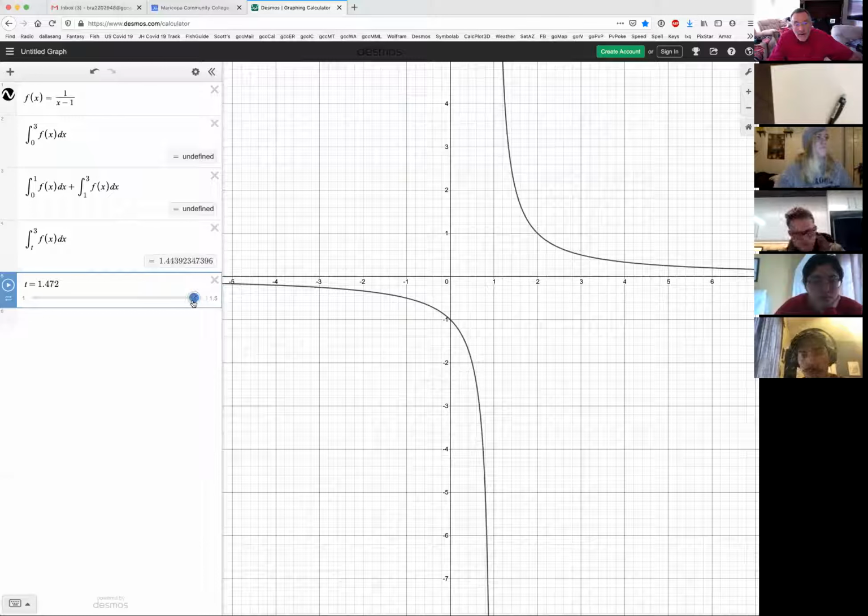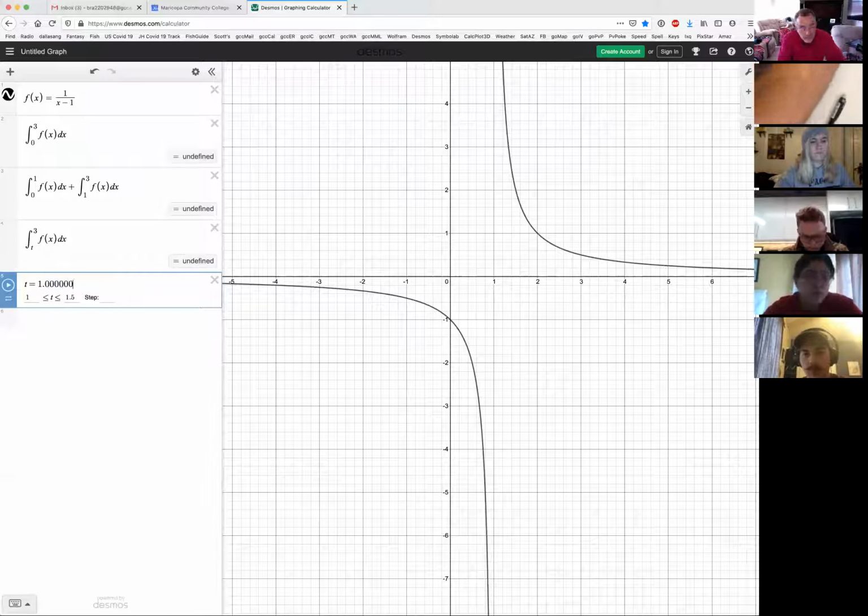We get this area. And then what's happening as I get closer and closer to 1? How close to 1 do we want to be? It looks like it's getting bigger and bigger. Oops, too many zeros.